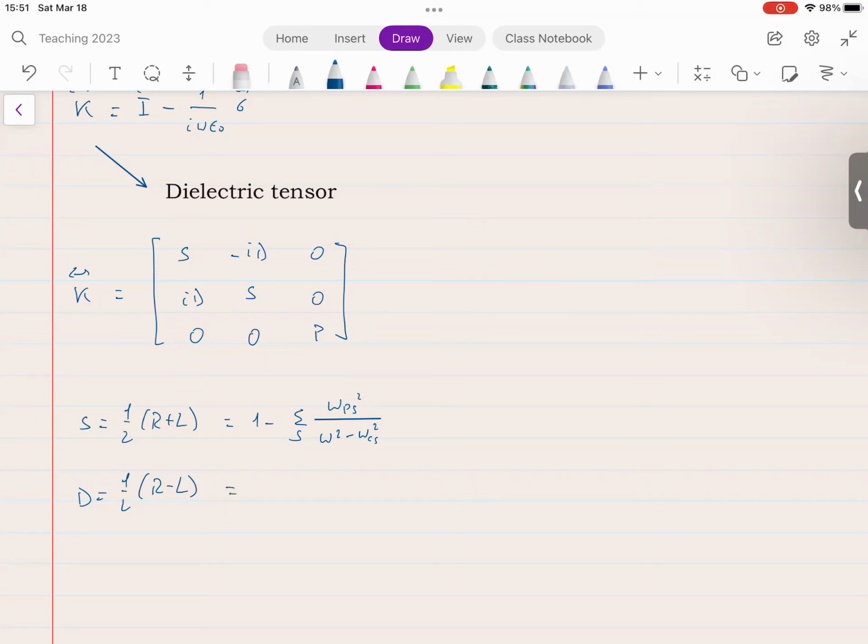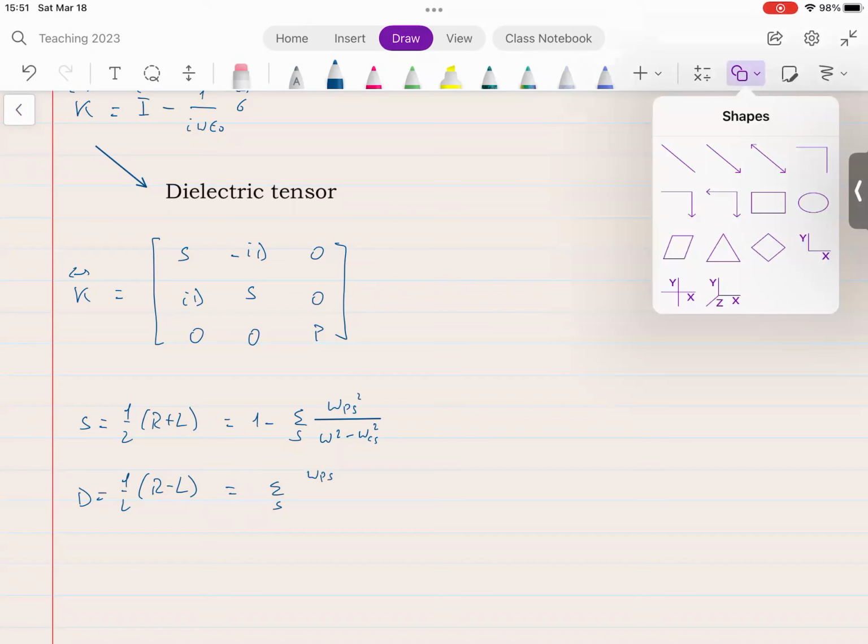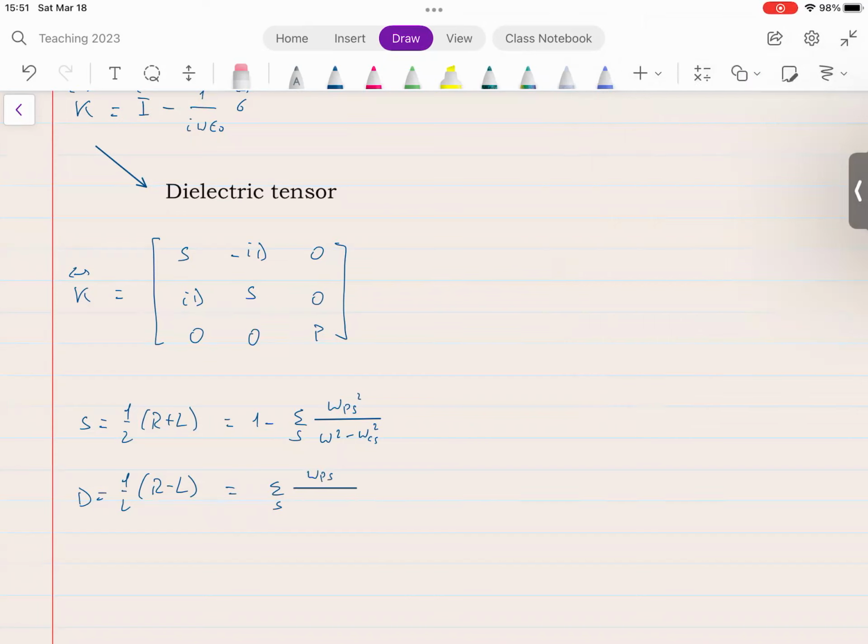While D is just going to be equal to the sum over s of the same quantity, omega_p,s over omega squared minus omega cyclotron squared. Did I miss something? Yes, I made a mess. Sorry. This is squared, and this multiplies omega cyclotron, and here the whole thing multiplies omega. Let me just make sure that I have this right.